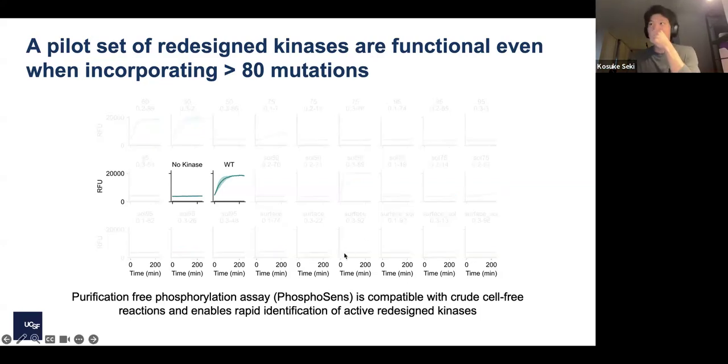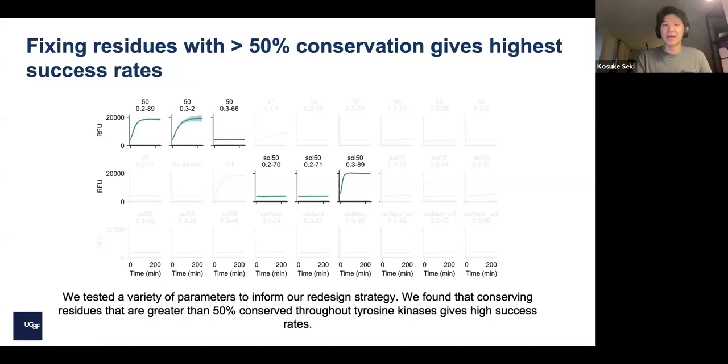And so here, I'm just showing you the controls of the experiment. You can see in WT, that's the wild type enzyme. Here you can see that the wild type works as you would expect. And when you don't have a kinase, you don't have any activity. So we're looking at the green lines here. And what's really nice is that when we test these kinases, you can find some that are active.